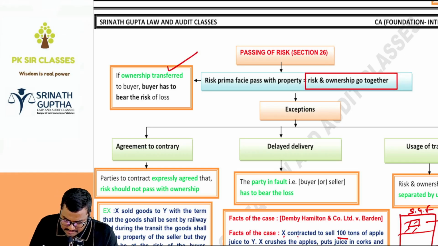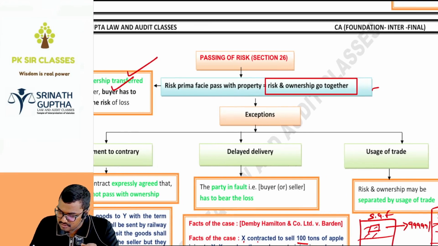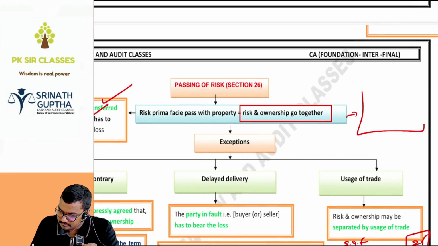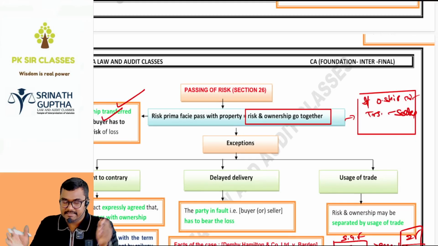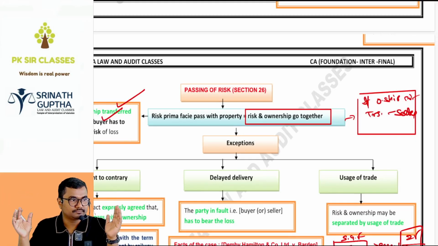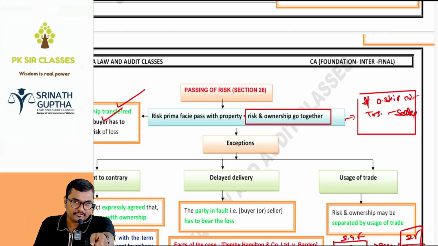If ownership is transferred, the buyer has to bear the risk of loss of the goods. If ownership is not transferred, the seller has to bear the risk of loss of the goods. So risk and ownership will go together. If ownership is going, the risk will follow. If she has the ownership, she has to bear the risk. If I have the ownership, I have to bear the risk of loss of the goods. If he has the ownership, he has to bear the risk of loss of goods.